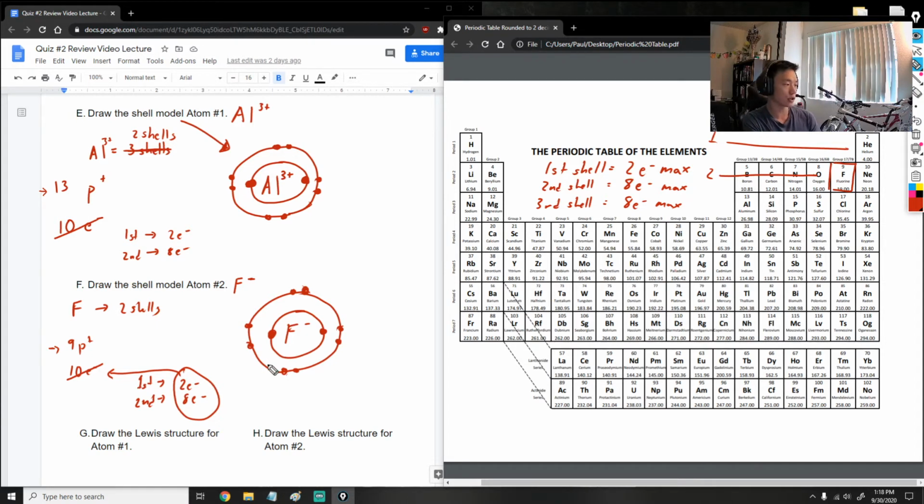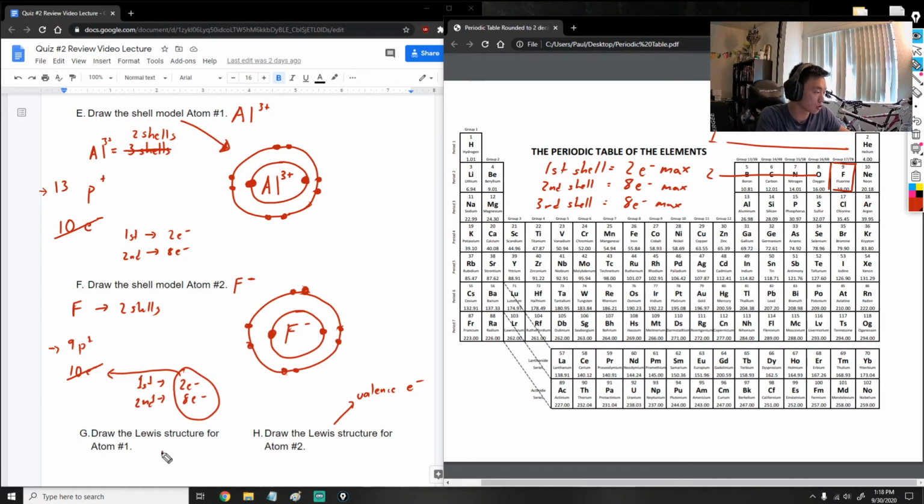Alrighty, so that's how you draw the shell models. And then last but not least, we're going to draw the Lewis structure. For the Lewis structure, all we need to do is draw something called the valence electrons. We said that the valence electrons are the outside electrons. So if we look at the outside of Al3+, we just count. There's 1, 2, 3, 4, 5, 6, 7, 8.